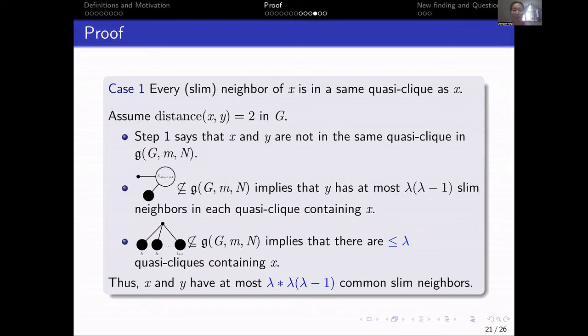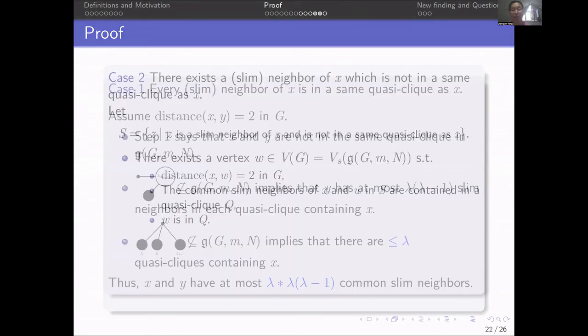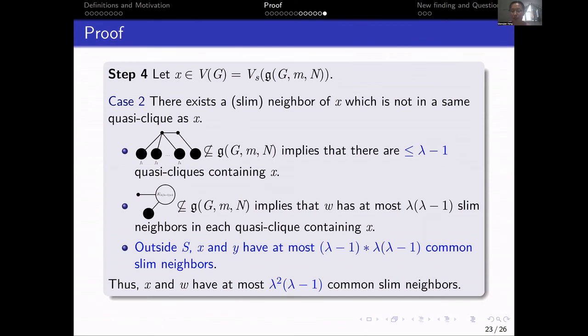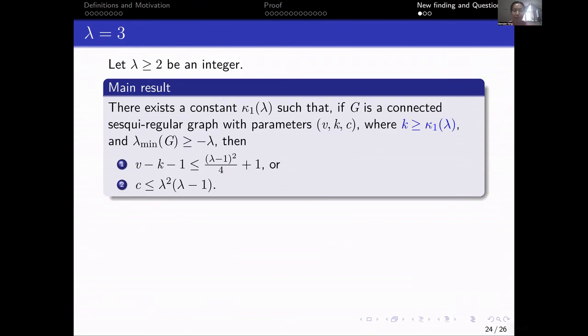And case 2 is slightly more precise. It's slightly complicated, but not hard. So I will skip case 2. This is how we show the bound of c. And now I'm going to the last part of the talk.